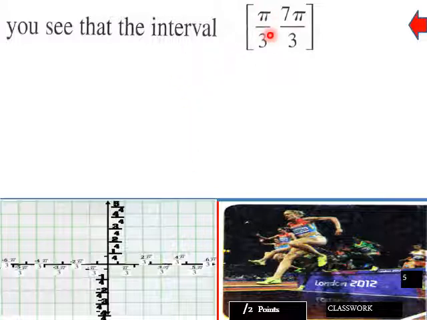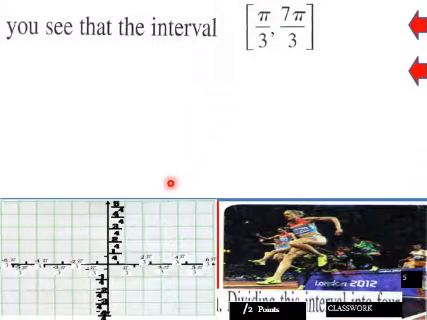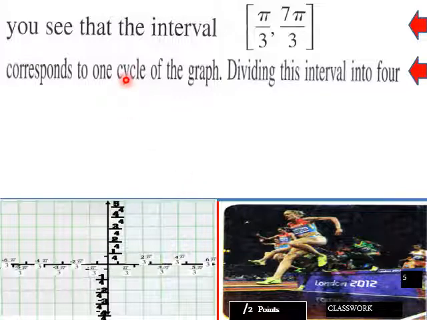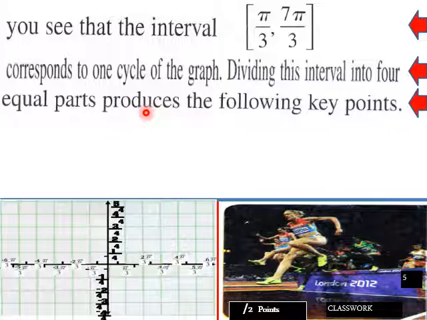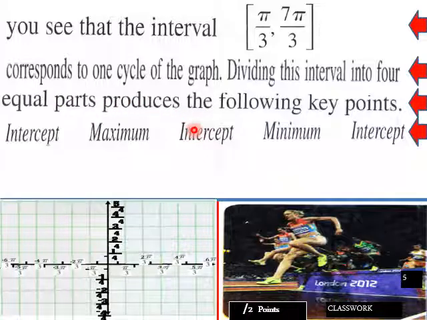So pi over 3 and then 7 pi over 3 corresponds to one cycle of the graph. Here's your pi over 3 here, and then 7 pi over 3 would be out here, and then into 4 equal parts. Dividing this interval into 4 equal parts produces the following key points.